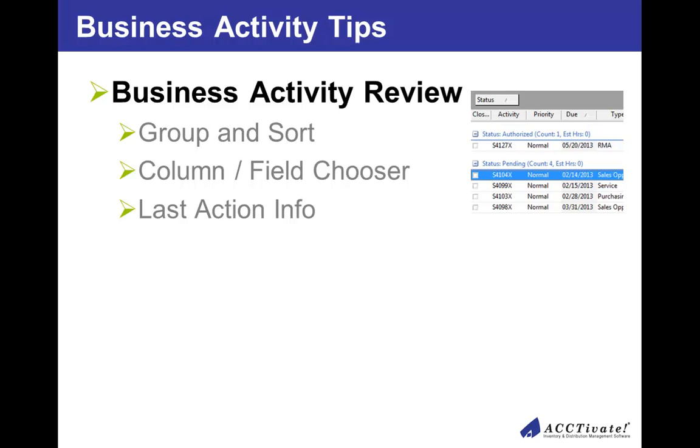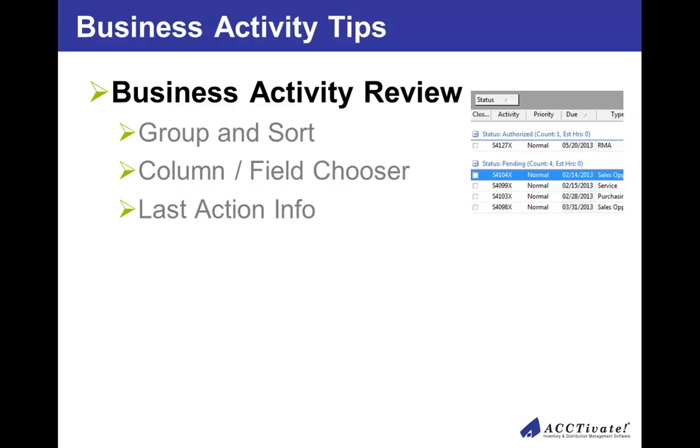So in the screenshot on the right, I took the status field and I dragged it up above the grid, which then creates a group for each status for my entire list. So all my authorized RMAs and my pending RMAs or service requests are going to be grouped together. And even within each group, as I said earlier, you can also tap on the heading where it has the field name to do a sort.